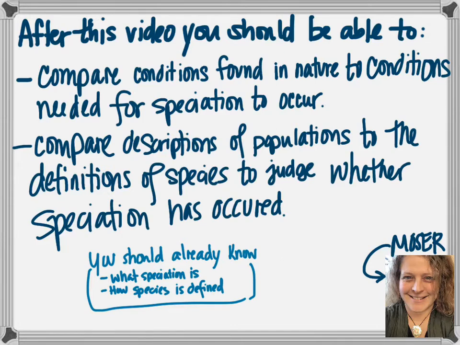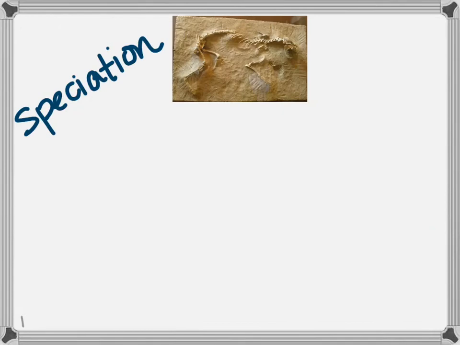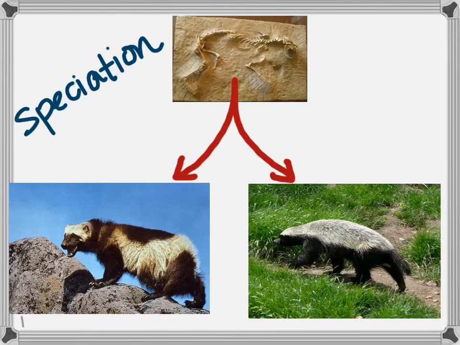Let's get started. So you know that speciation is when one ancestor species evolves in such a way that at some point we can point to two different populations and say those are not the same species anymore. And boom, we have a new species, or two.